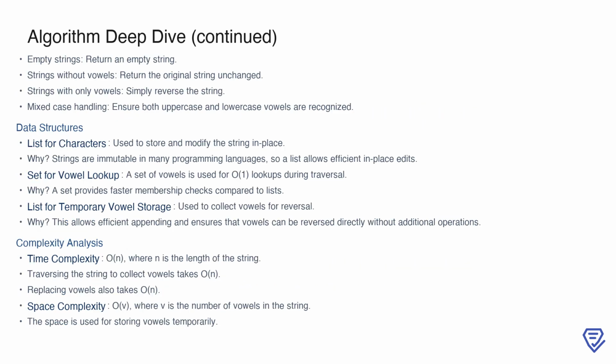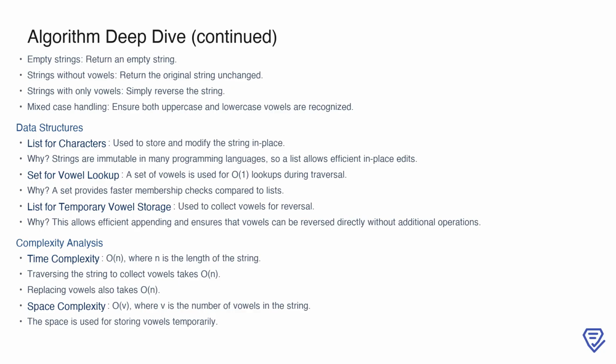Handling edge cases is an important aspect of this algorithm. For instance, if the input string is empty, we simply return an empty string. If the string contains no vowels, the original string is returned unchanged since there are no vowels to reverse. For strings composed entirely of vowels, the reversal process just reverses the entire input string. Another consideration is mixed case handling. Both uppercase and lowercase vowels are recognized and treated equally, ensuring that the algorithm works for strings with varying cases. Regarding data structures, the use of lists is central to this solution.